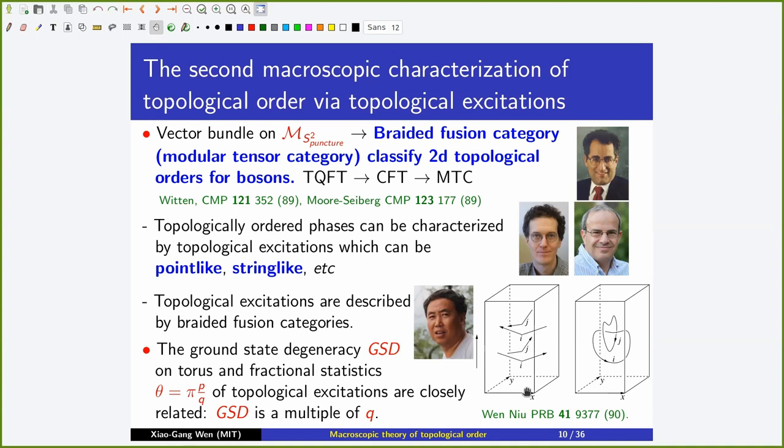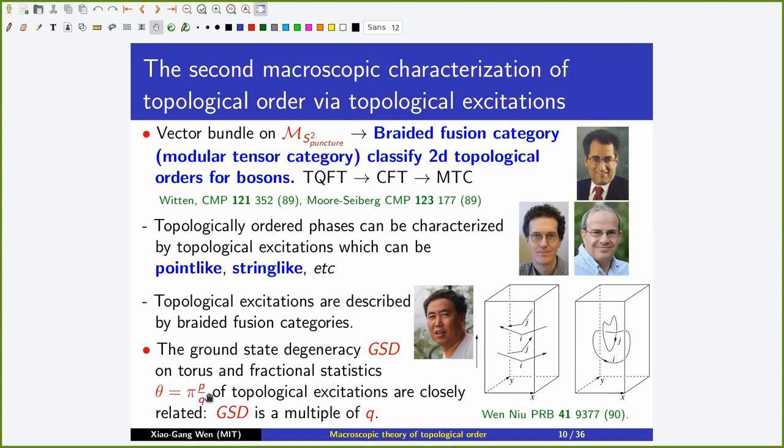So therefore, that means that the ground state would form a representation of an algebra, UW equals WU with an extra phase. And this phase is a mutual statistics. And we know that this algebra has no one-dimensional representation, only non-trivial representations. So from here, we can say the general ground state must come from a representation of this algebra. Therefore, the ground state degeneracy is a multiple of Q, where Q is the denominator of the mutual fractional statistics.